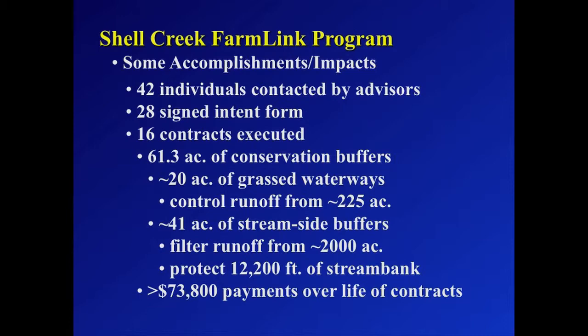to be 20 acres of grassed waterways, again, controlling a runoff from a little over 200 acres. We had about 41 acres of streamside buffers, and I think there was 1 riparian forested buffer of about 5 acres. The others were vegetated filter strips, and roughly 12,000 feet of stream bank is how long that was.